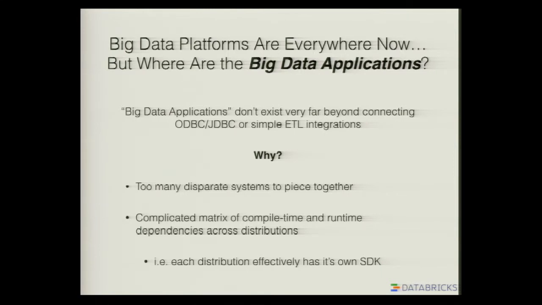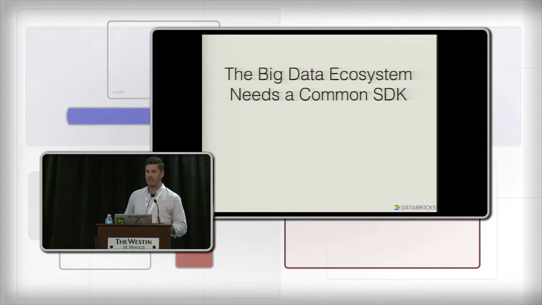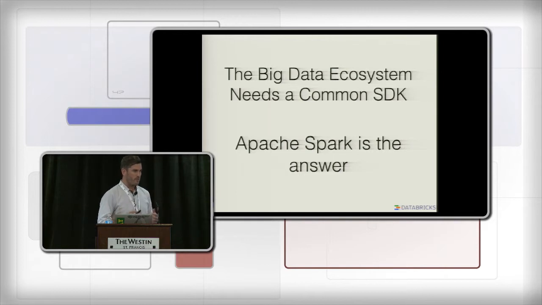And on top of that, if you do try to piece together these different systems, the set of systems and interfaces you might use on one vendor distribution are completely different in terms of runtime and compile time versions from one platform to the other. It makes this very hard to do. So basically, each distribution has its own SDK, and we've kind of fallen back to exactly where the Java EE landscape was with the app server and the Java EE spec. So the big data ecosystem needs a common SDK, and of course, we at Databricks and in the Spark community believe that Apache Spark is the answer to this problem.